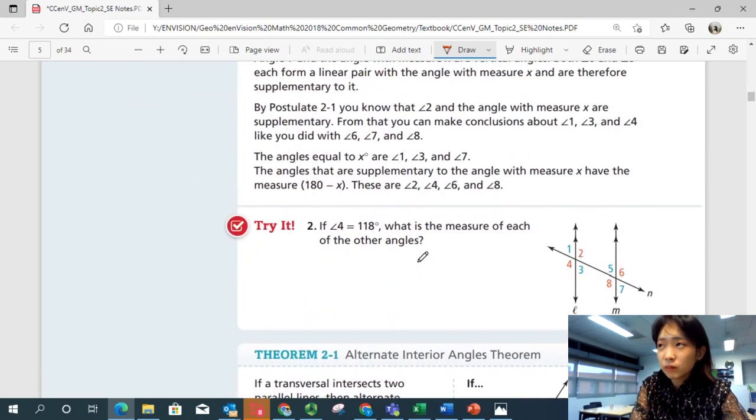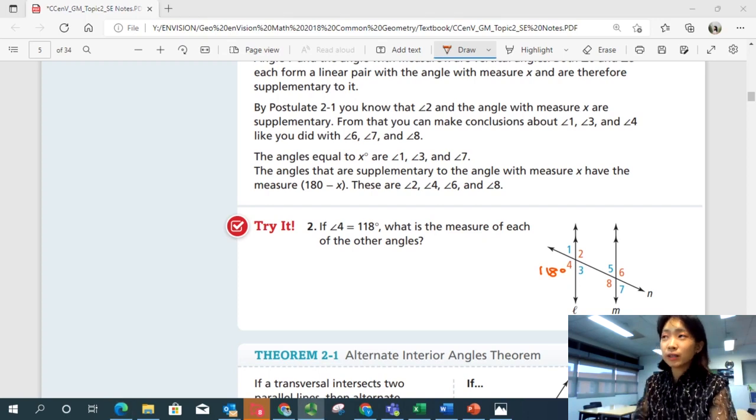Okay? So let's look at try number 2. If angle 4 is 118, what is the measure of each of the other angles? If this is 118, could you figure out the other angles using the angle relationships? Stop the video, come back when you're ready for answers. Okay, are you ready?